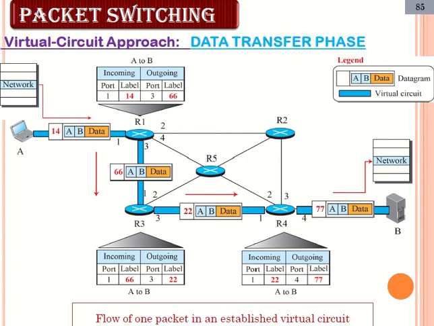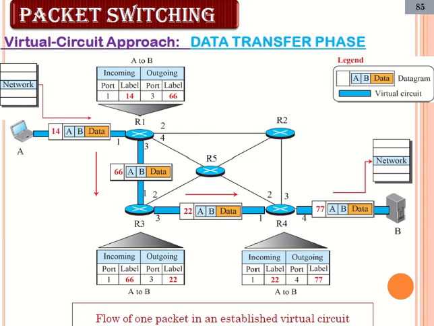In this phase, the data has to be transferred from the source to the destination. After all the routers have created their forwarding table for a specific virtual circuit, the network layer packets belonging to one particular message will be sent one after the other. One by one, the packets related to one particular message will be transferred from the source through the routers.